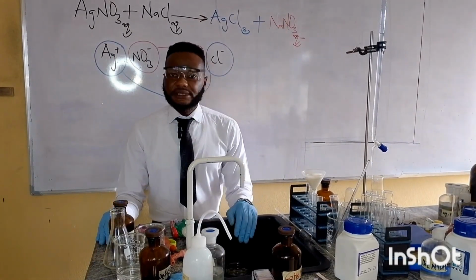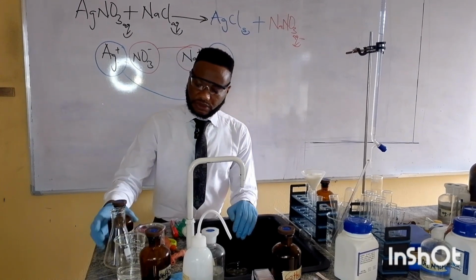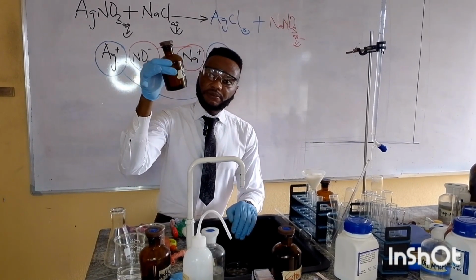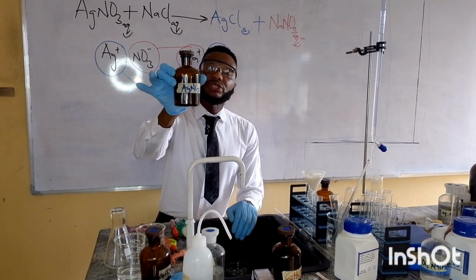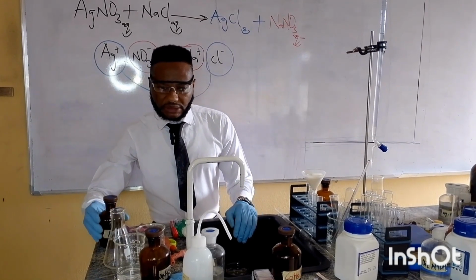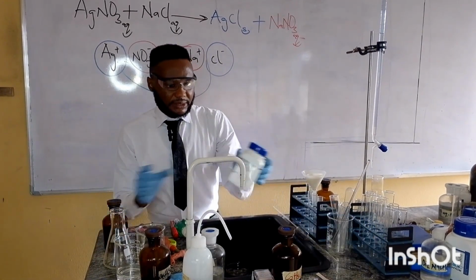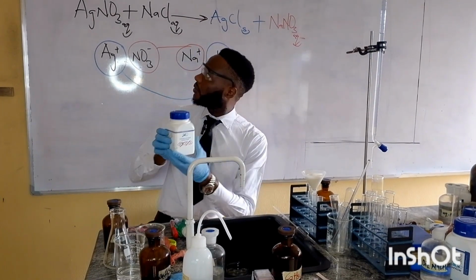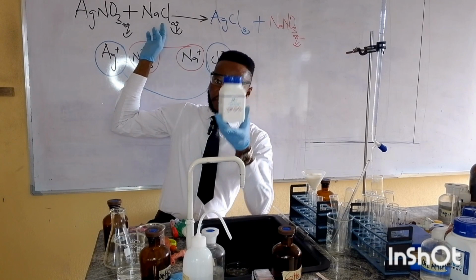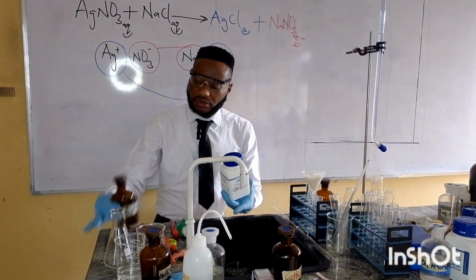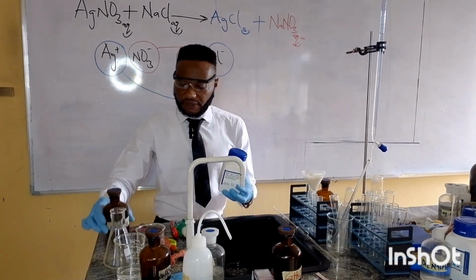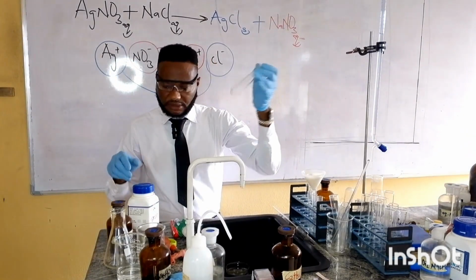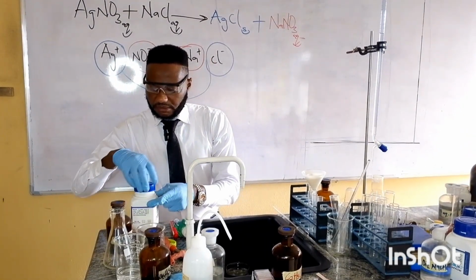Alright, let's have the practical without wasting time. So this is my silver nitrate, AgNO3. Then this is my sodium chloride, NaCl. So this one is my silver nitrate. So let me get my boiling tube.